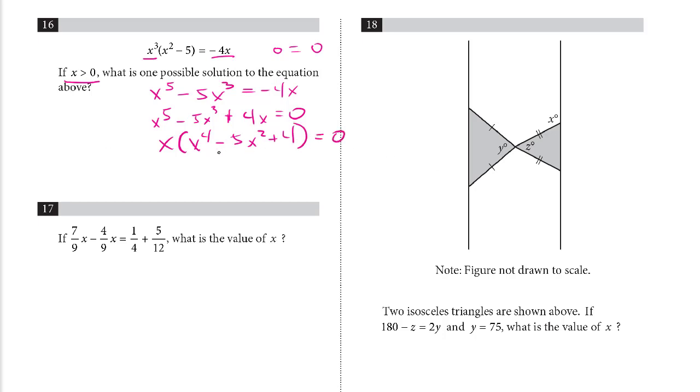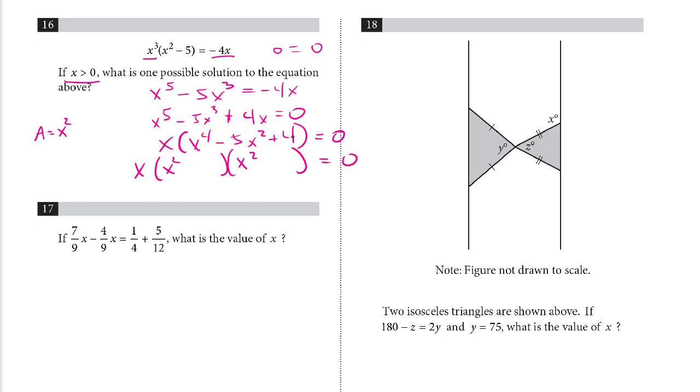We can see this is actually a quadratic in parentheses. If I substituted a equals x squared, it would essentially be a squared minus 5a plus 4. So what I'm going to end up with as I factor this out is x squared plus or minus something times x squared plus or minus something equals 0.